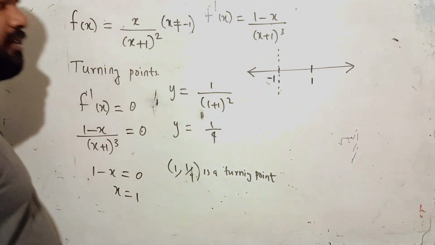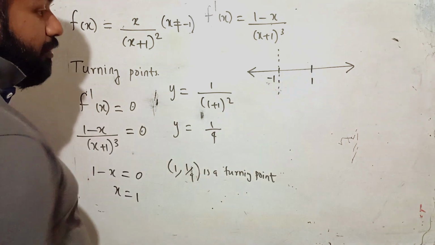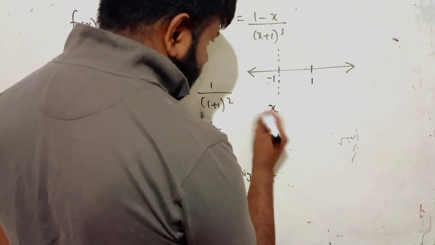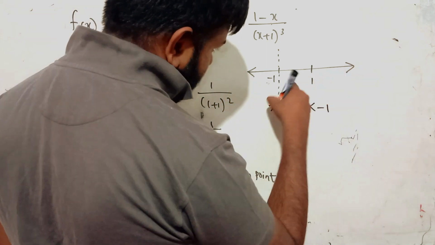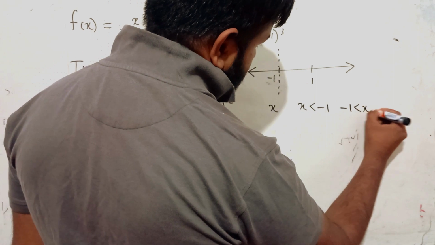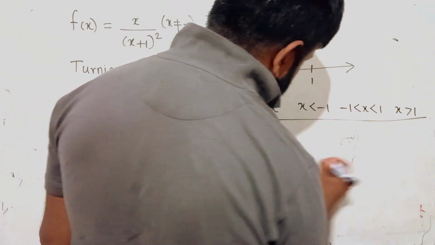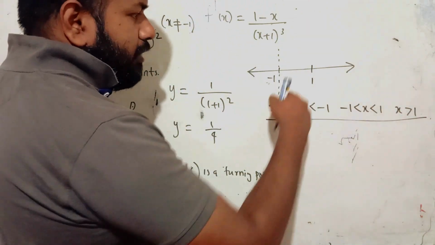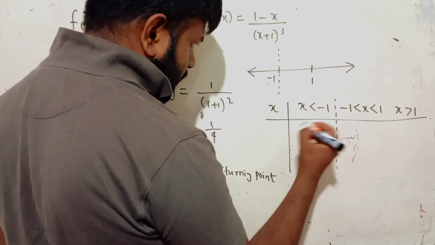Minus 1. So these two values actually divide this number line into three parts. There are three regions for x. The first one is x smaller than -1. The second one is x in between -1 and 1. The third one is x greater than 1. Draw a diagram, draw a table. Okay. Here you have a vertical asymptote.